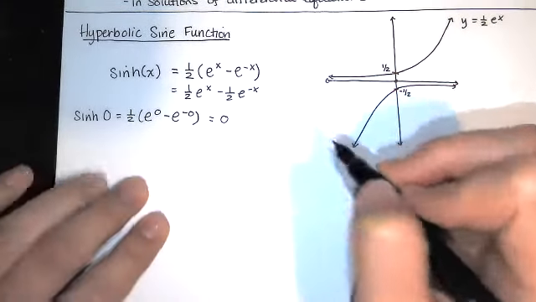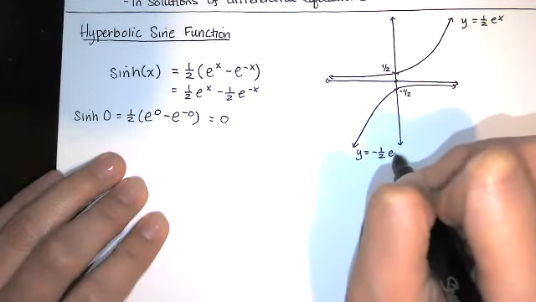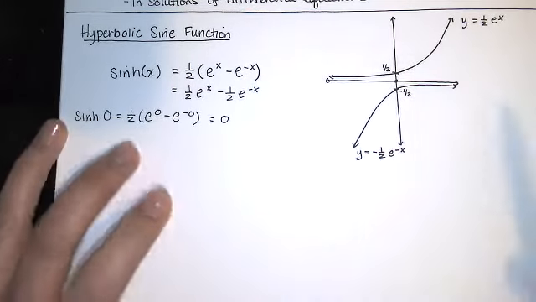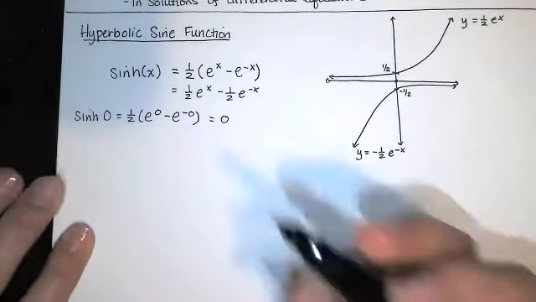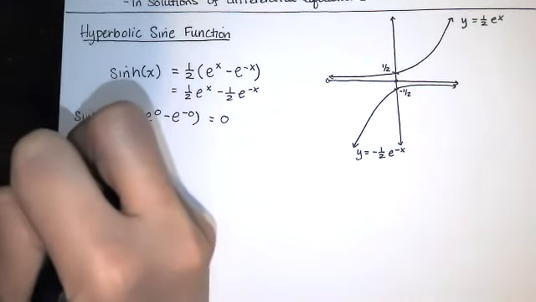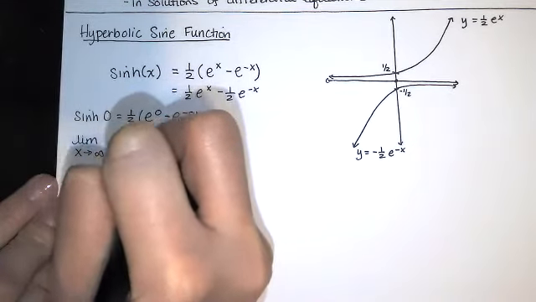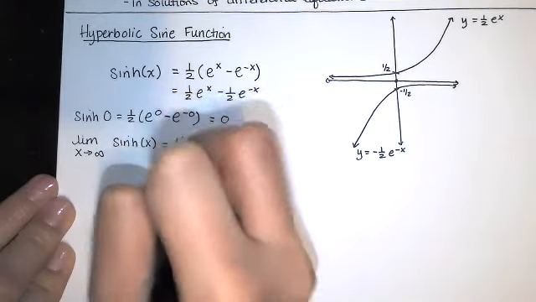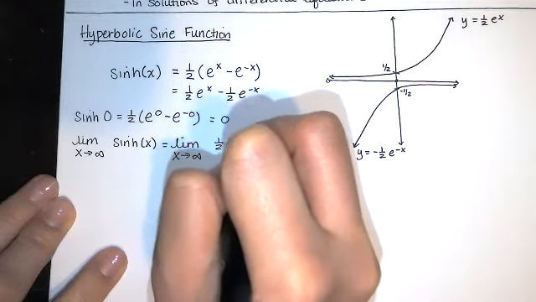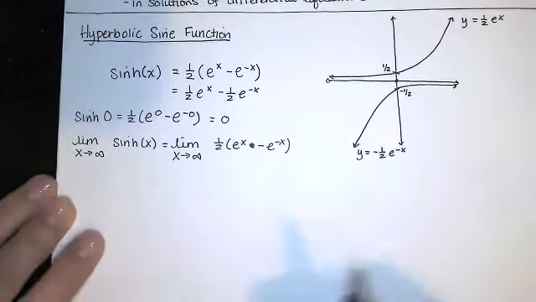Should be more symmetrical than that, but hopefully you get the idea. And hyperbolic sine of x is the sum of those two functions. Let's look at a couple of limits. The limit as x goes to infinity of hyperbolic sine of x is the limit as x goes to infinity of 1/2 (e to the x minus e to the negative x).